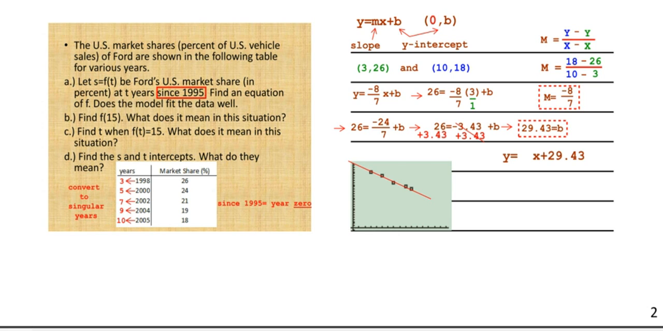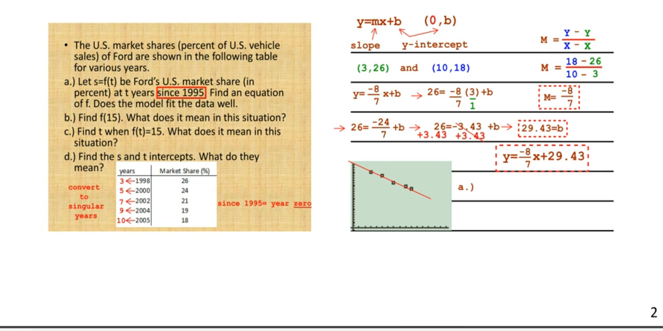So finally, completing our formula, we know that the slope is negative 8 over 7. That's what we calculated previously. And our b value is 29.43. So we replace the m and b values to finally get our equation. y equals negative 8 over 7 x plus 29.43. Hey, but we were looking for specific variables, f of t, right? So f and t. So even though this is our equation, we can call it an intermediate solution.